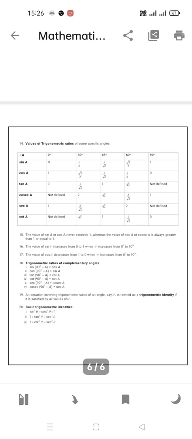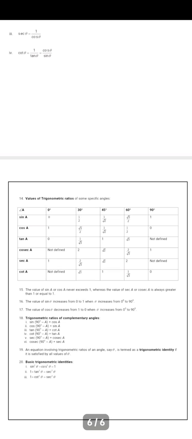1 upon under root 2 will be under root 2 only, because 1 is not written in the denominator. 1 can be written in the numerator, but it cannot be written in the denominator. 1 upon 2 will be only 2, and 0 will be infinite. What about cosec? Cosec will be opposite of sec. You can see that 1 root 2 upon 3 under root 2 is not defined, so cot A will be the opposite, not defined. Under root 3, 1 upon under root 3, 0.